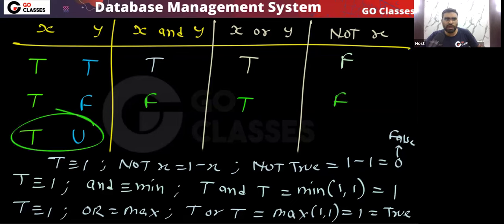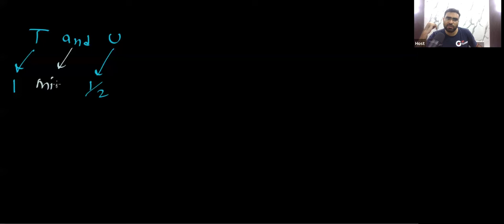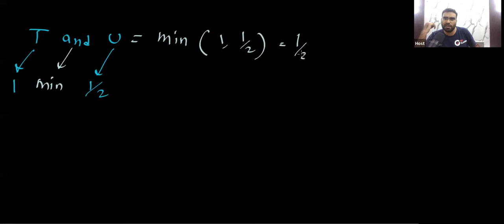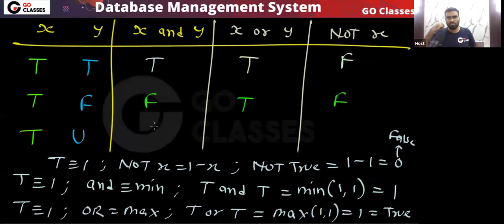What is true and unknown? Please tell me what that will be. Remember, true means 1, unknown means half, and and means min. So you just take min of 1 comma half. That will be half, and that is unknown. So your final answer is unknown.